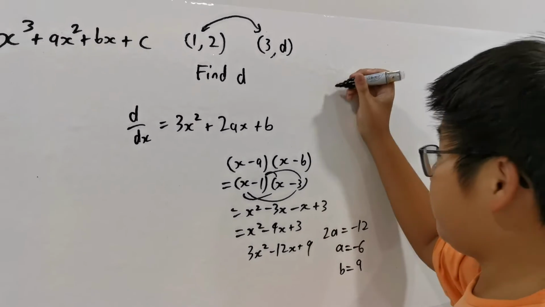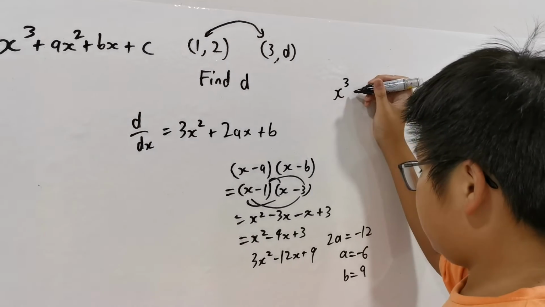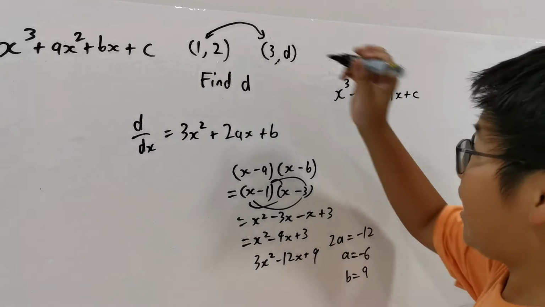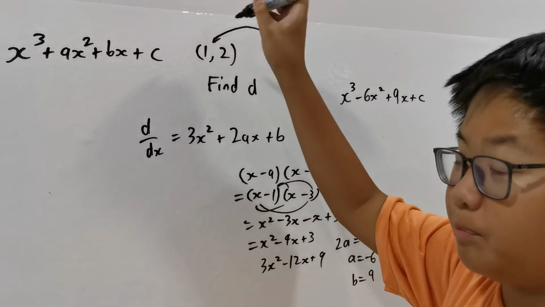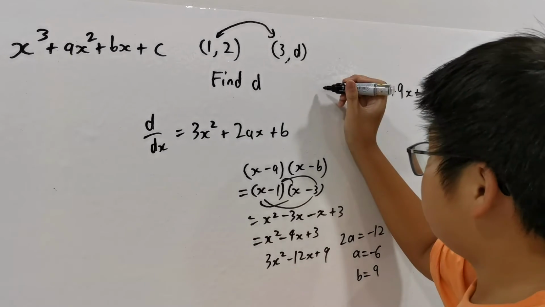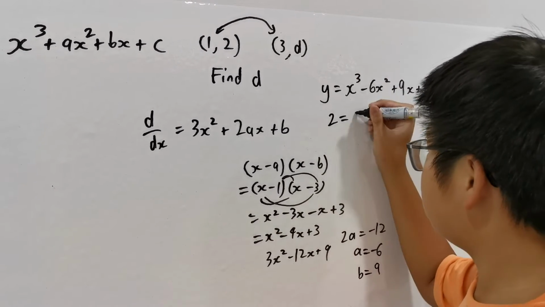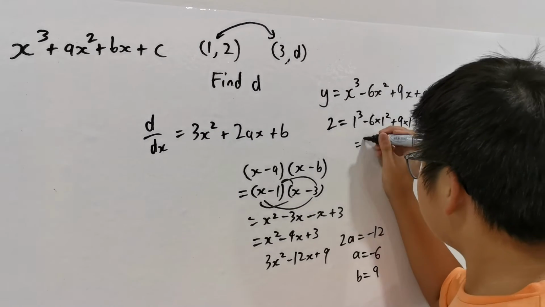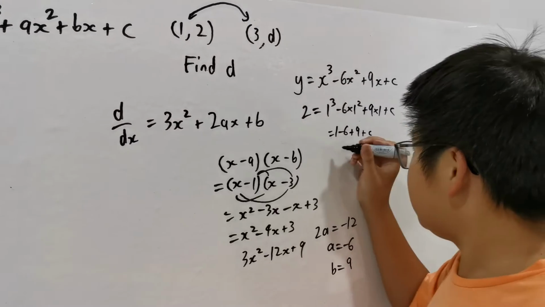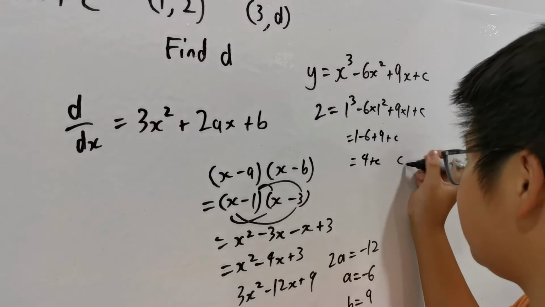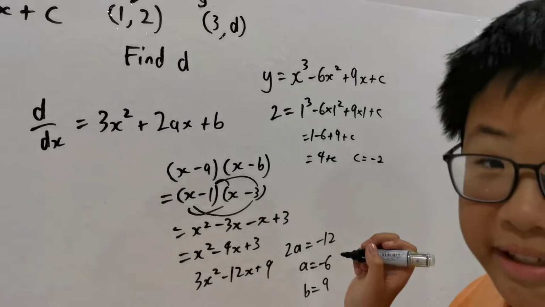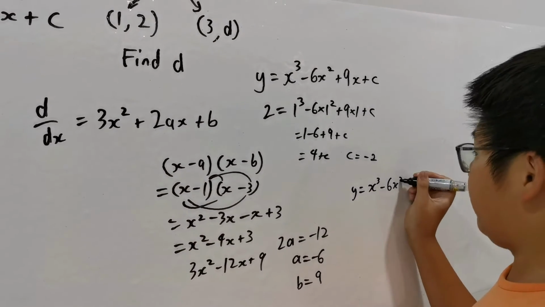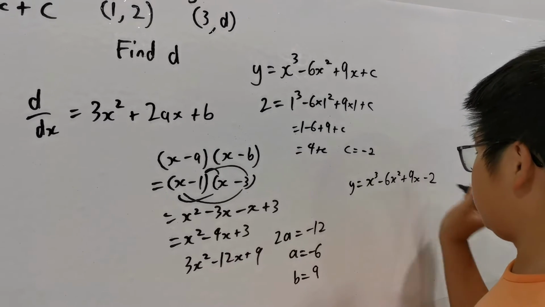So now the cubic equation becomes x cubed minus 6x squared plus 9x plus c. As we see that at one point we are given both the x and y coordinates, we can put y here, then we can substitute 1 cubed minus 6 times 1 squared plus 9 times 1 plus c equals 1 minus 6 plus 9 plus c equals 4 plus c, c equals minus 2. Now we can write this cubic as y equals x cubed minus 6x squared plus 9x minus 2.